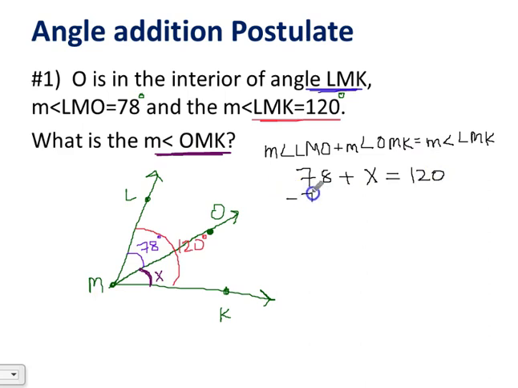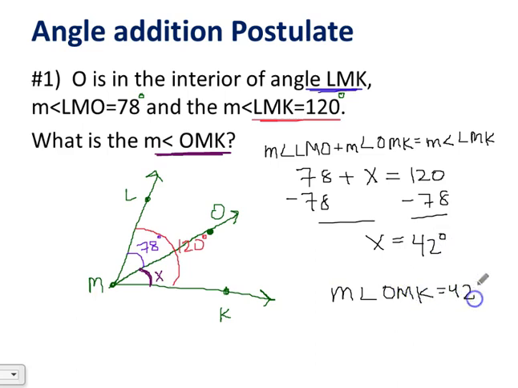So now it's just simple algebra. We're going to subtract 78 from each side to find the value of X. So X equals 120 minus 78. And we get 42 degrees. So the measurement of angle OMK equals 42 degrees. And we did that using the angle addition postulate.